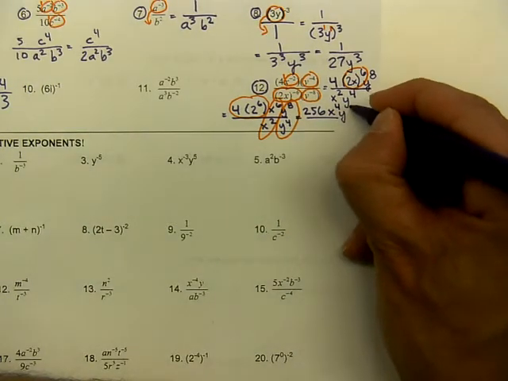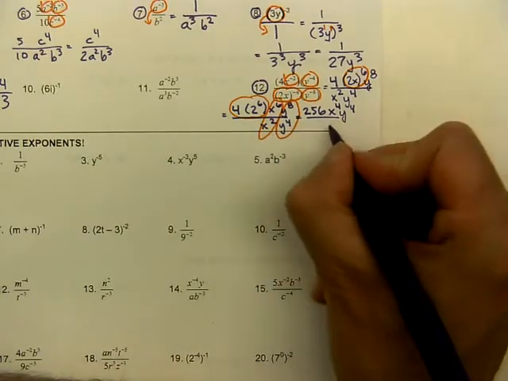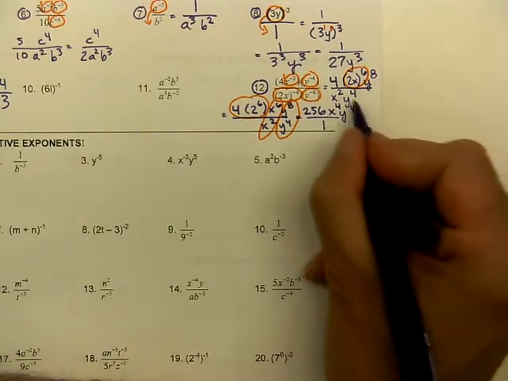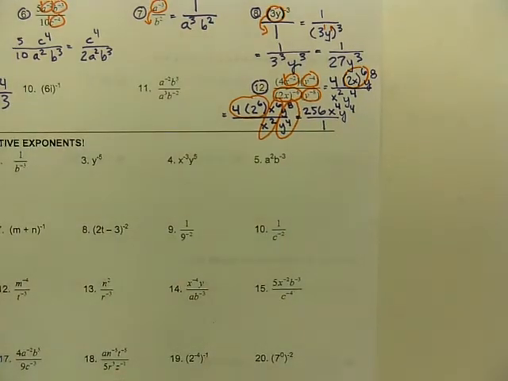So that's y to the 4th. You'll notice then that there's nothing left in the denominator because those just divided away. So we'll just put a 1 right there. And that's our answer: 256 x to the 4th y to the 4th.